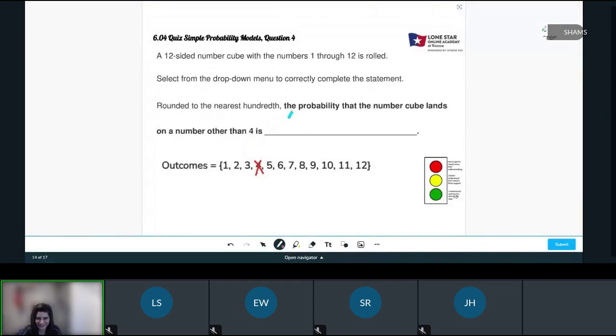There you go, Lily. Very good. That is going to be 11 out of the 12 numbers. 11 out of the 12 numbers. That would be a pretty high probability. In decimals, that is how much? To the nearest hundredth. 11 twelfths. When I did, I got 0.916.